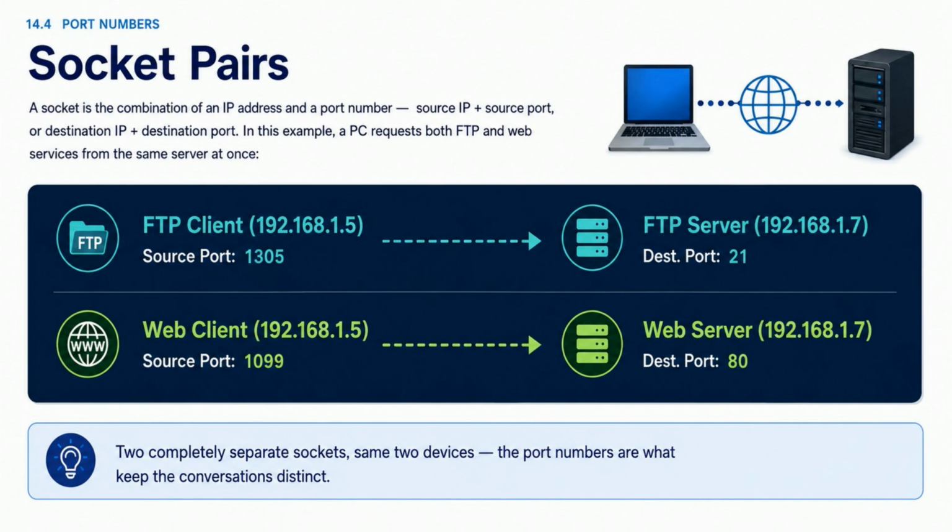Walk the example on screen. One PC talking to the same server for both FTP, source port 1305, destination port 21, and web, source port 1099, destination port 80, simultaneously. 2 completely separate sockets between the same 2 devices, kept distinct purely by port numbers.